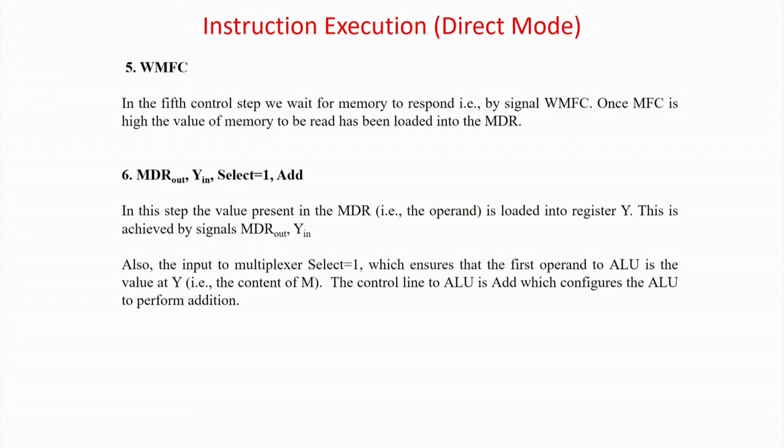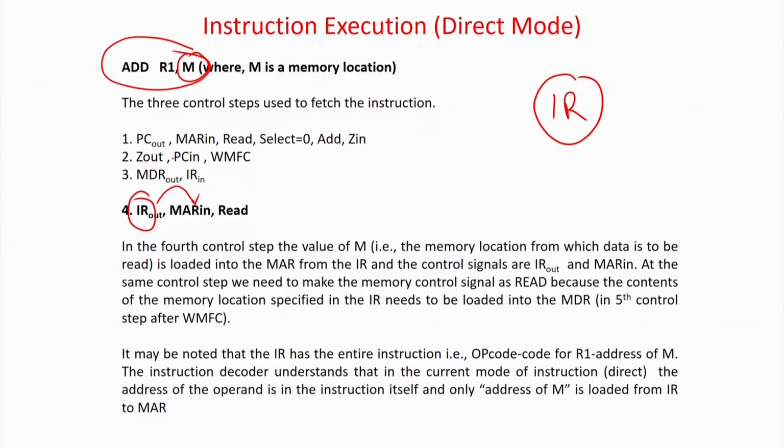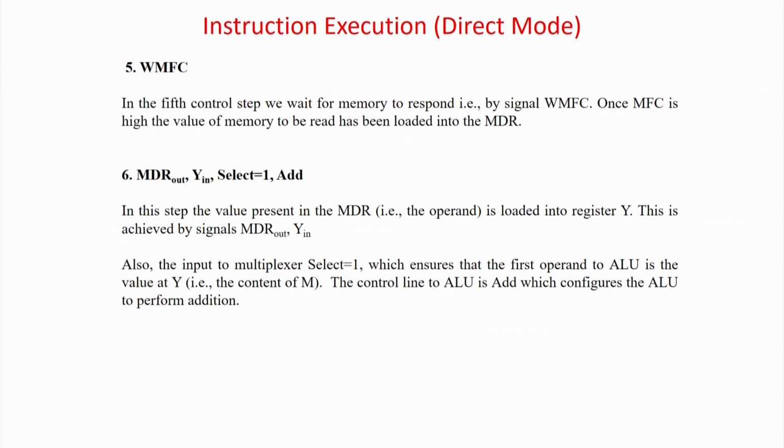So once it is ready, that means the memory data register now has the value of this instruction, add R1 M or load R1 M, whatever may be the case, but it is a direct mode of addressing. So now, after the 4th stage and the 5th stage, when memory has been read, the value present in memory location M is now dumped to your memory buffer register. That is done. After 5 says that the memory reading is complete.